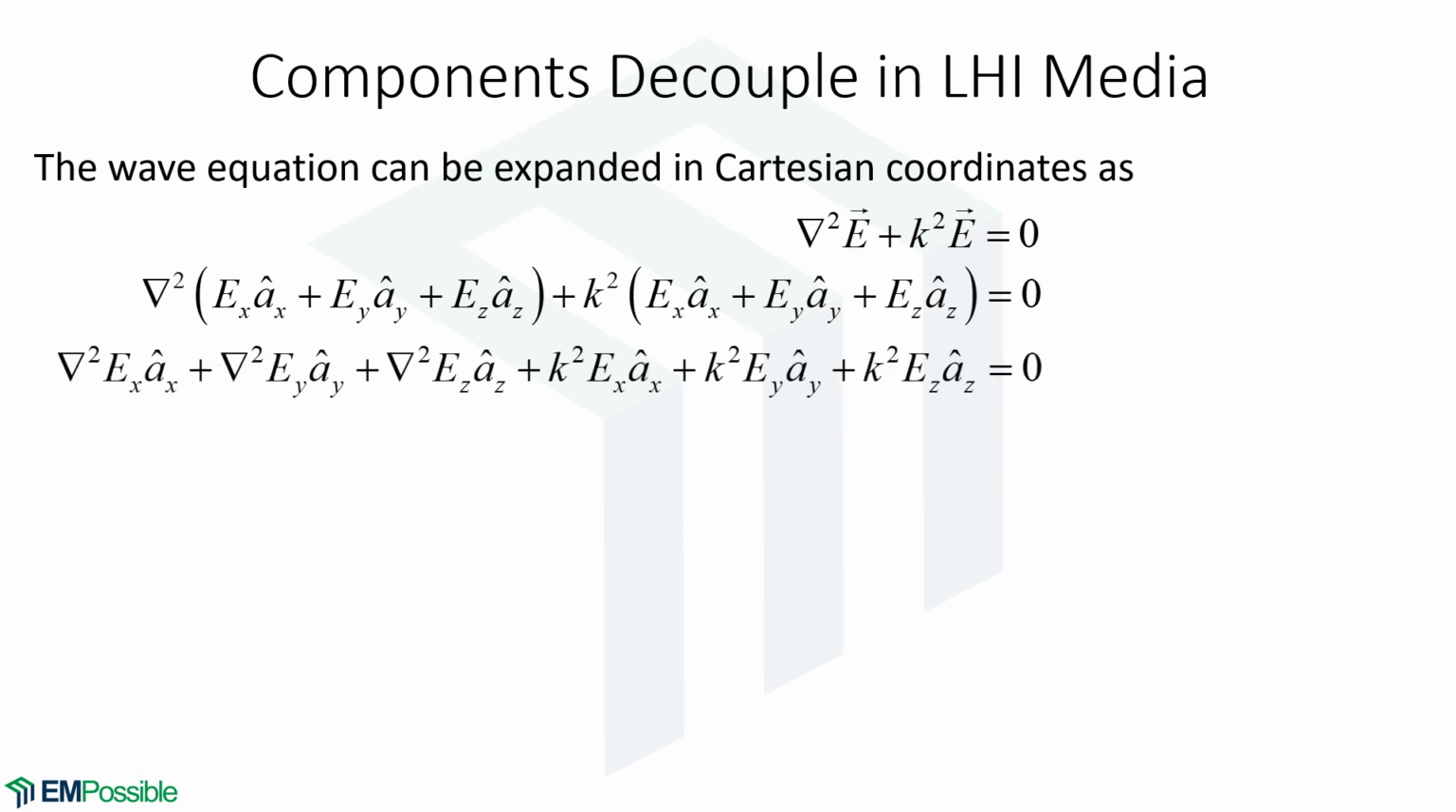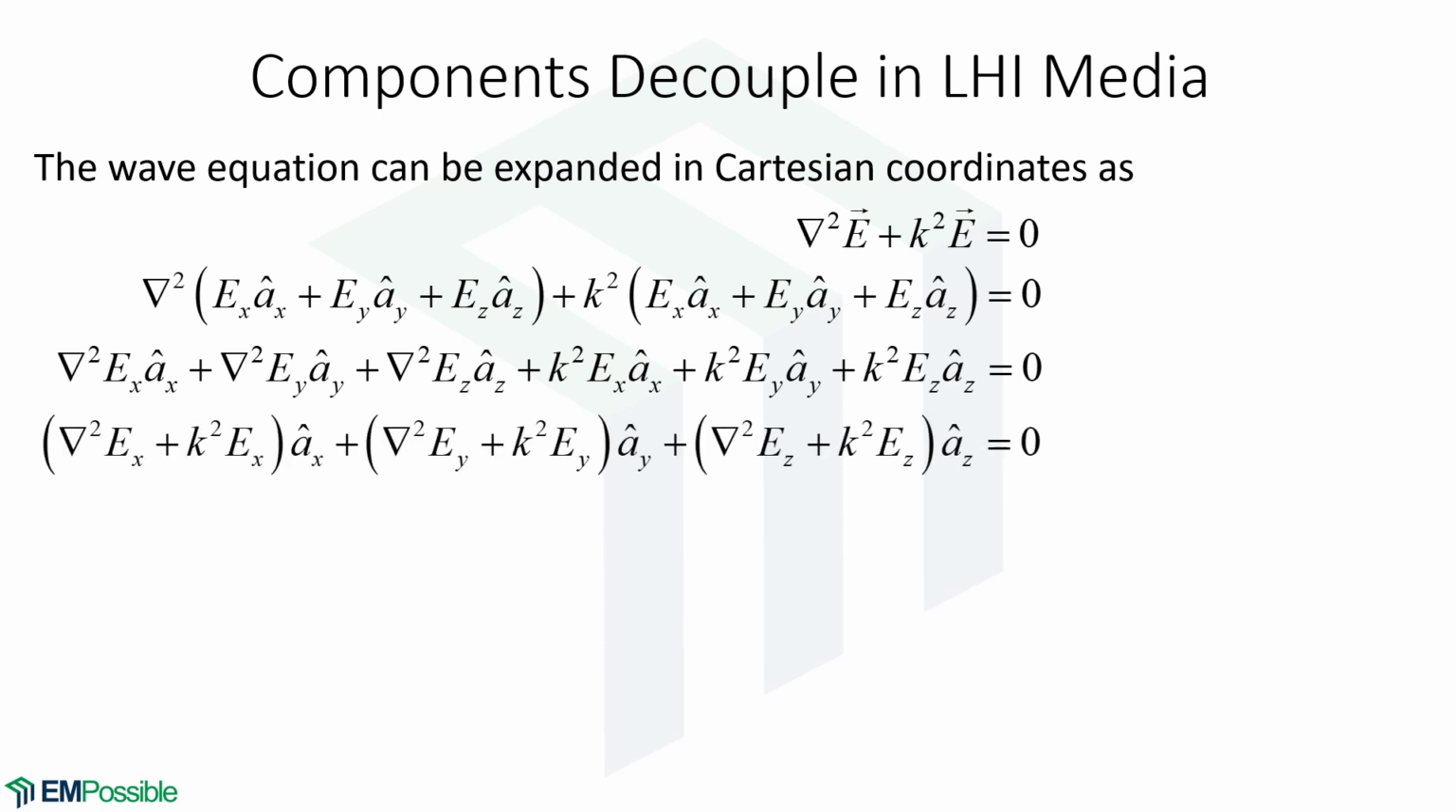At this point, we can multiply everything out, right? So we're applying this del squared to each of these components, and then multiplying the k squared on each of the components. So we've just spread everything out. Next, we can notice here is an x component of whatever's on the left, and there's another one over here. And there's a y component and another one, and a z component and another one. So we can group everything that goes with the x component, everything that goes with the y component, and everything that goes with the z component, and we end up here.